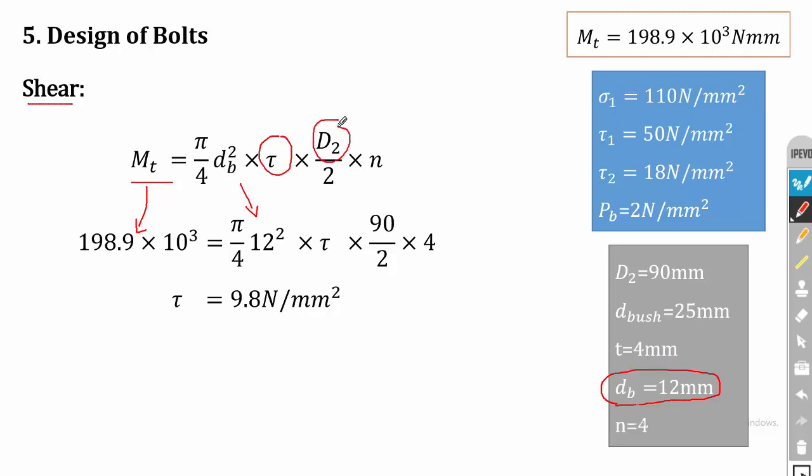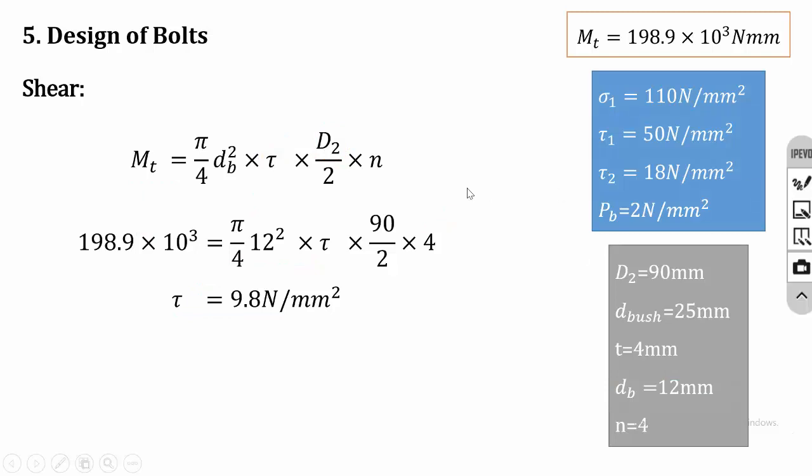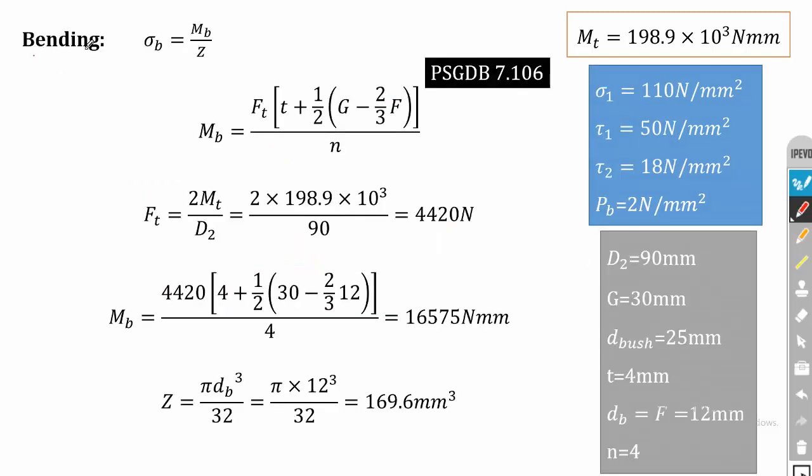Then substitute D2 and the number of bolts, and calculate the value of tau. So tau is equal to 9.8 Newton per mm square. This is considering only the shear stress. Next is considering the bending.